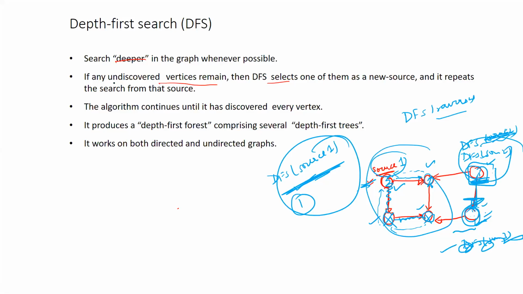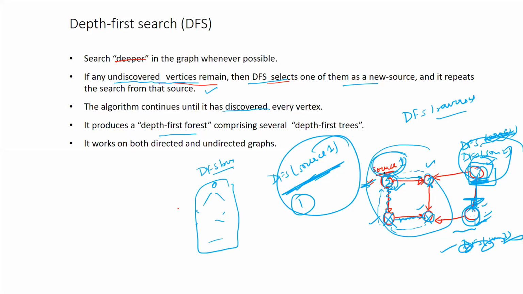So if any of the undiscovered vertices remain after DFS, then DFS selects one of them as a new source vertex and repeats the search from that source vertex to do a full traversal of your graph. The algorithm continues until all the vertices have been discovered. And depth first forest. Now in this case, from the source vertex, just like the DFS tree, depth first trees were being created. Now this is not a single tree because of multiple source vertices.